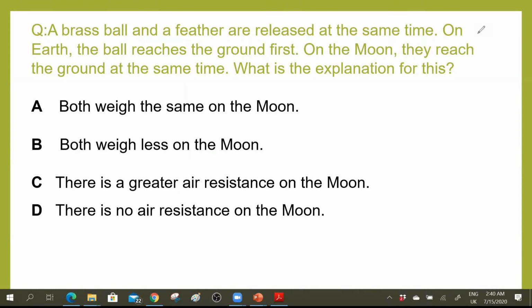Both weigh the same on the moon. That's not correct. Mass is directly proportional to the weight. More the mass, more the weight. So both have different masses. So we cannot say both weigh the same on the moon. Both weigh less on the moon. Again, that's against the relationship of mass directly proportional to the weight.